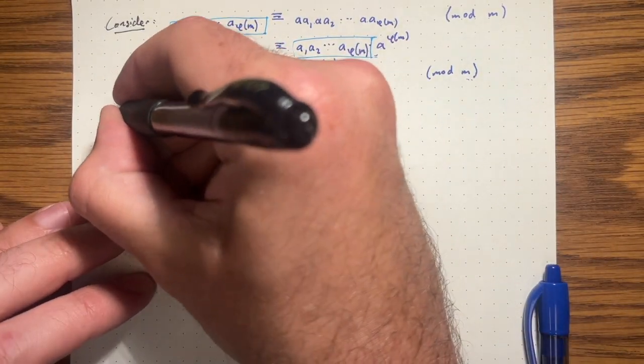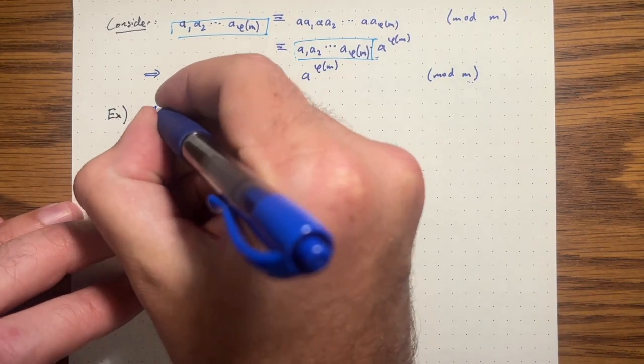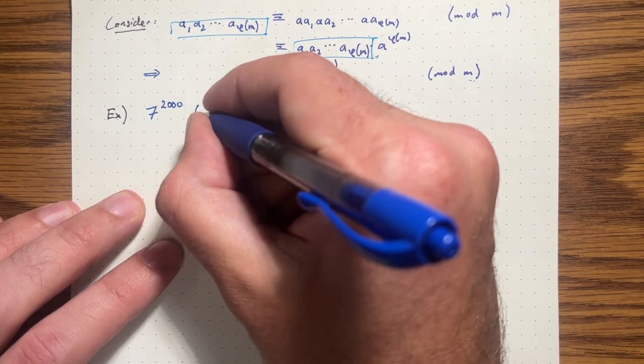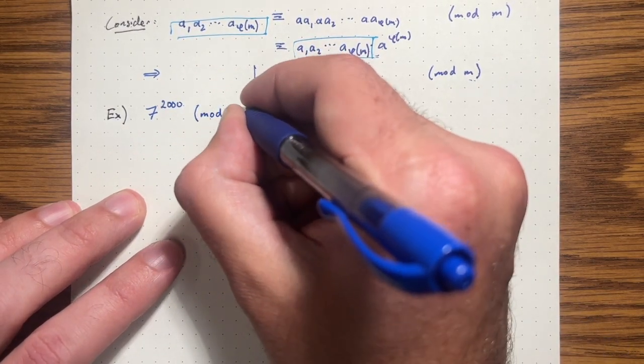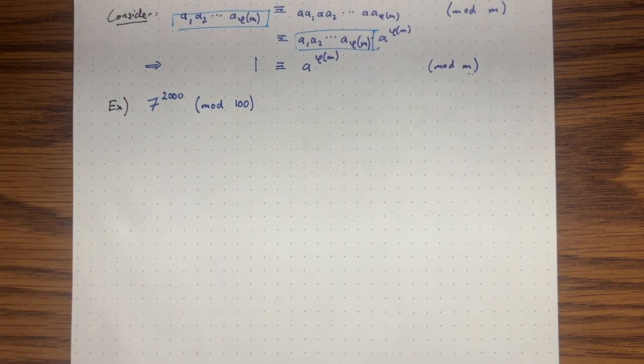So let's do 7 to the power of 2000. Instead of mod 13, let's do mod 100. So we want the last 2 digits. That's what mod 100 means.